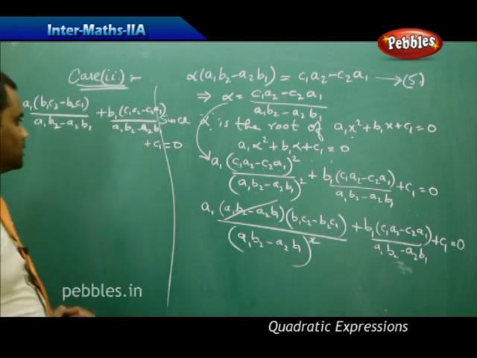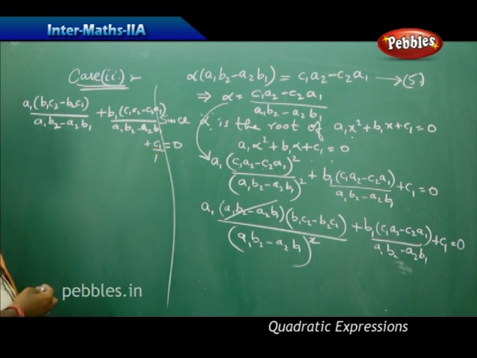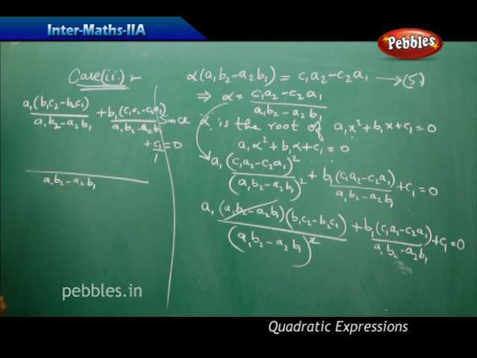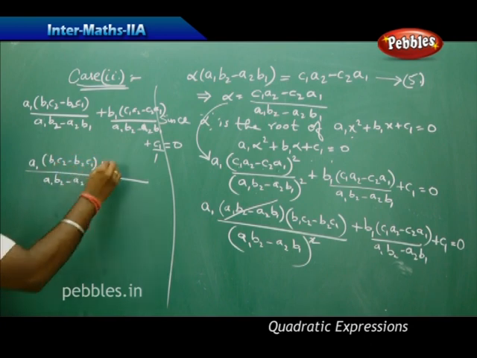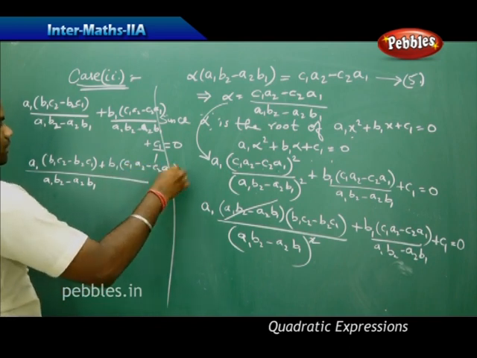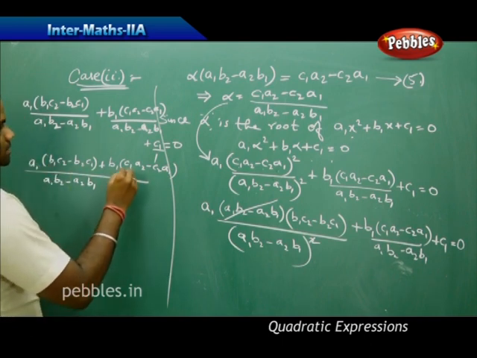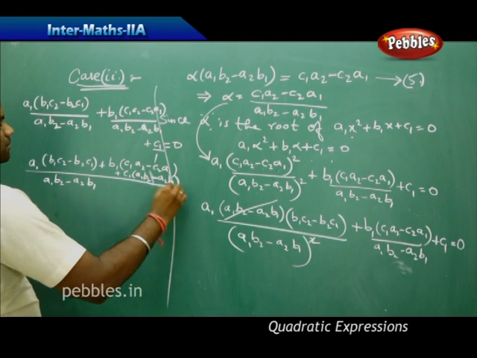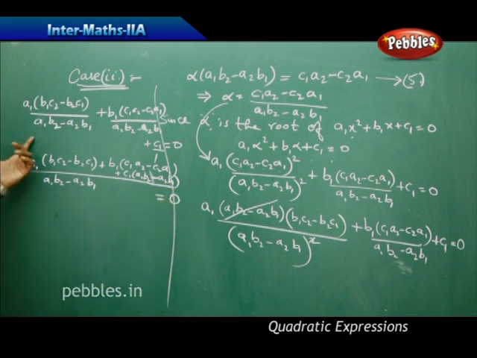Now I want to simplify the entire expression on the left hand side by simply taking the LCM. So let's see what happens when I take the entire LCM. My LCM is A1B2 minus A2B1, which on simplification gives A1 times (B1C2 minus B2C1) plus B1 times (C1A2 minus C2A1) plus C1 times (A1B2 minus A2B1) equals 0, because we have this entirely taken in the LCM, where the LCM is A1B2 minus A2B1.